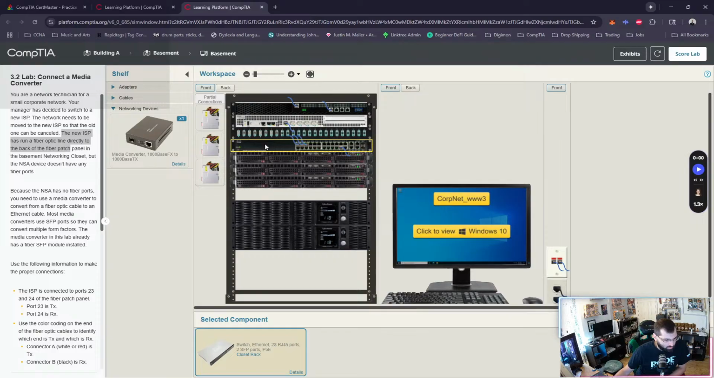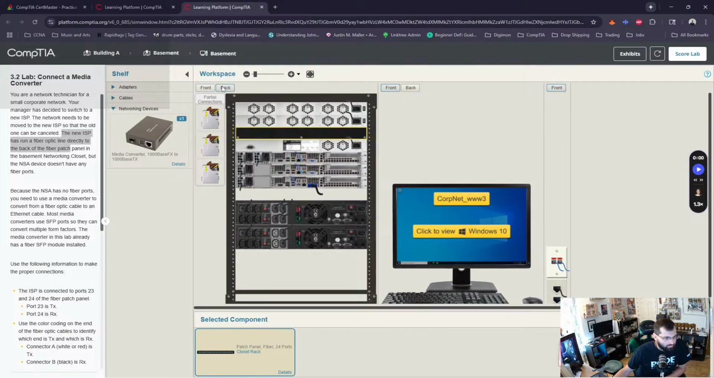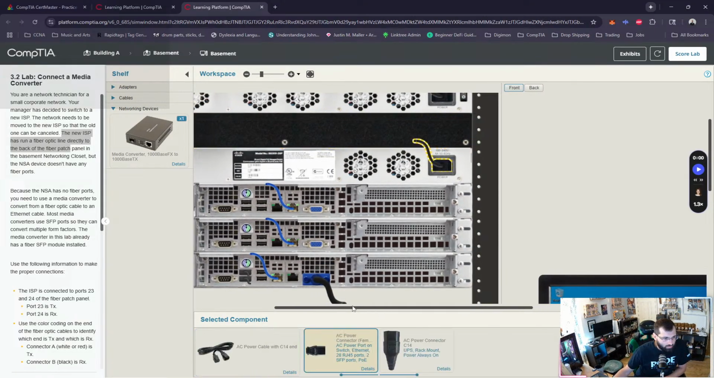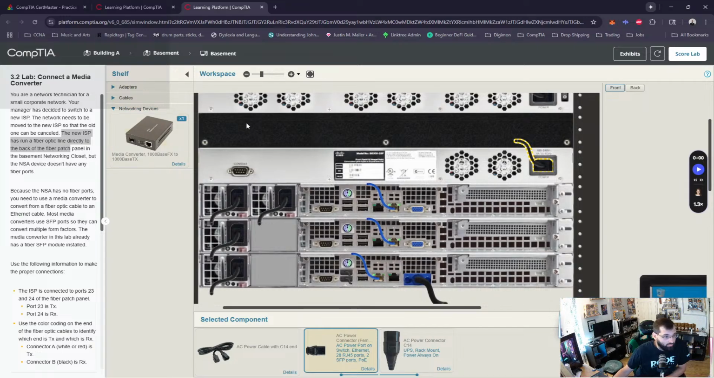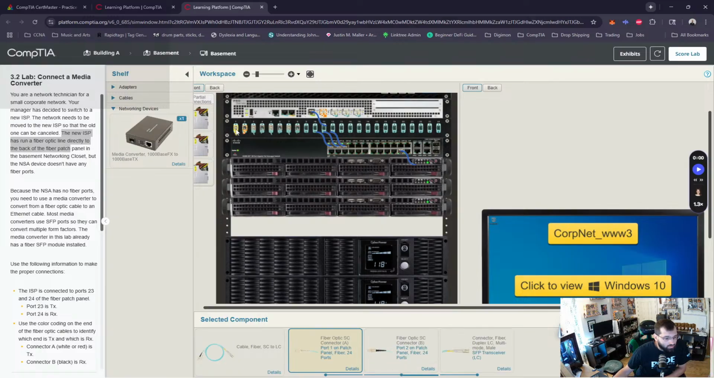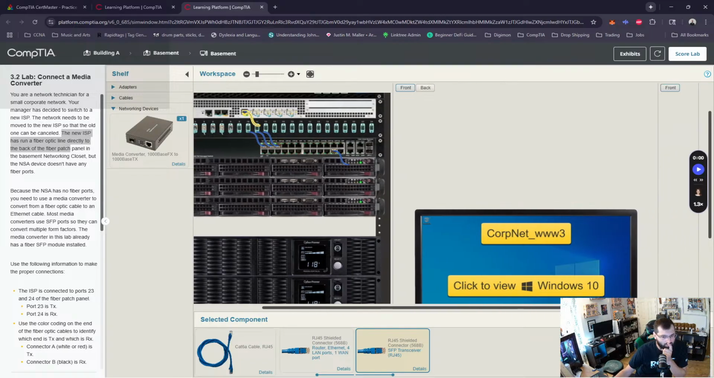Where's the fiber patch panel? This is it. Okay, it says that it's run to the back of it, but very clearly it is not. Okay, all of those are connected. And then that's connected to the wall.